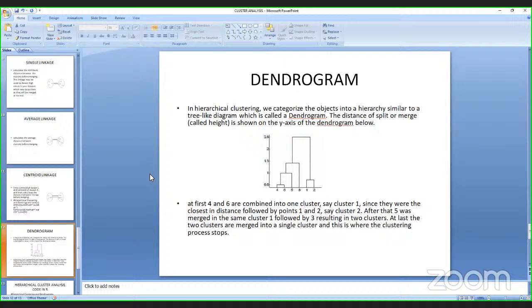It's written here that at first, if you can see the image, 4 and 6 are combined into one cluster, and it is called cluster 1, since they were closest in distance, followed by points 1 and 2. So after 4 and 6, the next closest in distance were points 1 and 2, and they were named cluster 2. After that, 5 was merged into cluster 1, that means the cluster in which 4 and 6 are present, followed by 3. And at last, the two clusters are merged into a single cluster, and this is where the clustering process stops.